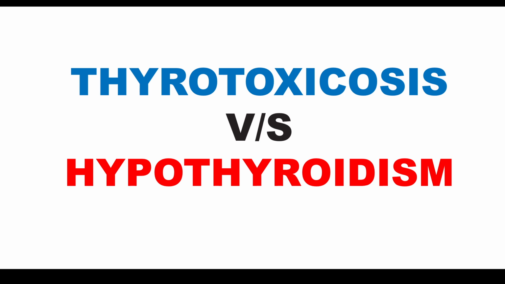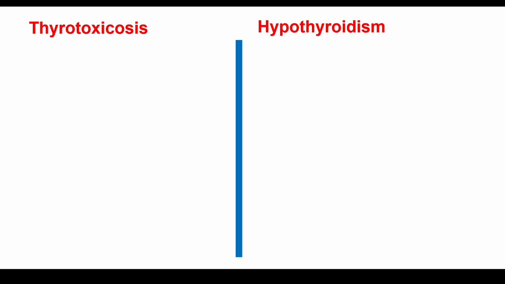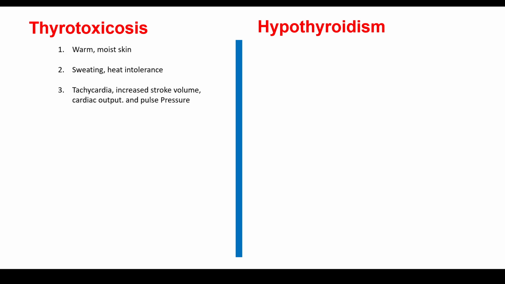In this session, let us learn about the differences between thyrotoxicosis and hypothyroidism. So usually in case of thyrotoxicosis, the patient presents with warm and moist skin. The skin temperature will be more. He will be sweating. He will have heat intolerance because he already has warm and moist skin.